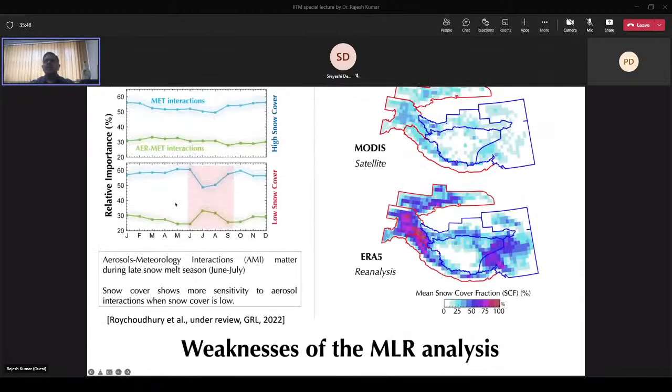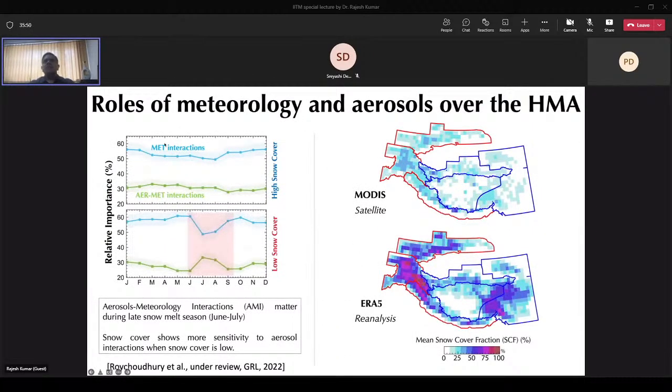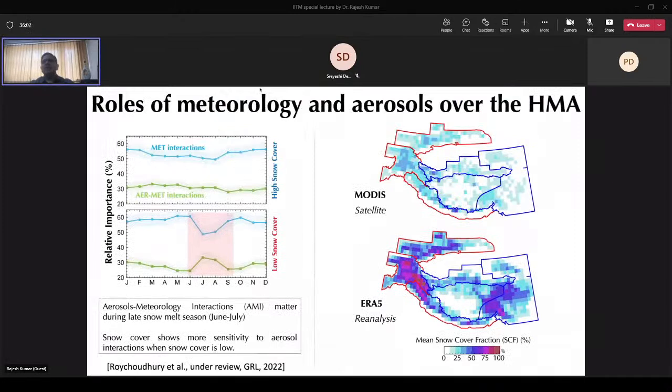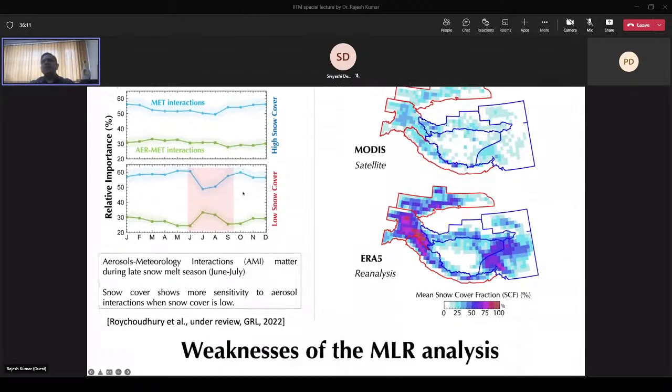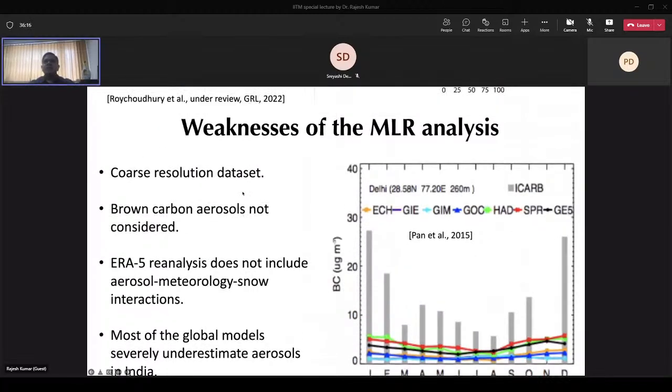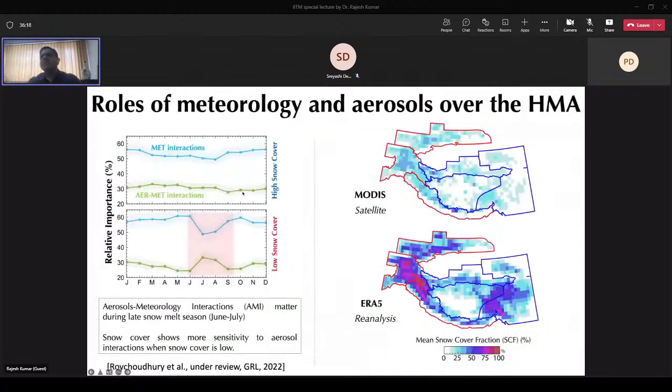Here we are looking at the relative importance of meteorological interactions versus aerosol-meteorological interactions. You can see that meteorological interactions are more important than the aerosol-meteorological interaction. The role of the aerosol-meteorological interaction in the high snow cover region is nearly constant throughout the year.